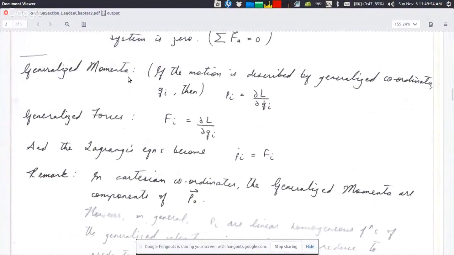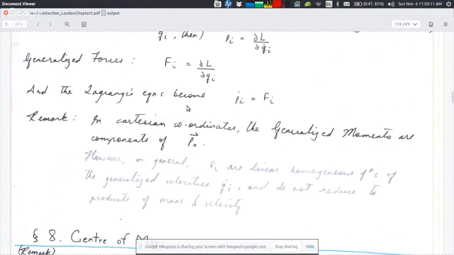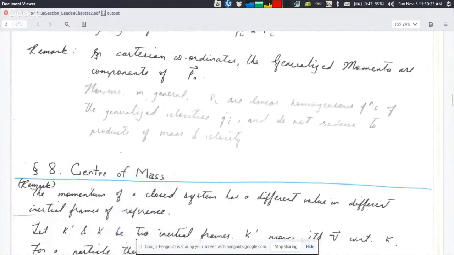Okay, so generalized momenta: the motion is described by generalized coordinates qi, then pi is equal to del L by del qi dot. So instead of using Cartesian, you use q, and the generalized forces then become del L by del qi, and the Lagrangian equation becomes pi dot is equal to Fi. This is very useful when you're looking at circular motion and things like that. You can just use appropriate r, theta coordinates, and then you can get your generalized forces quite simply. In Cartesian coordinates, the generalized momenta are components of p.